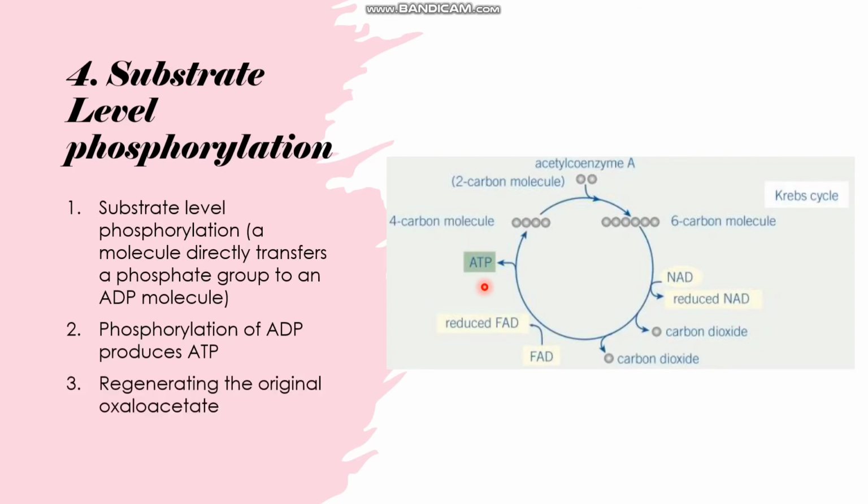And that means with our loss of hydrogens, our loss of carbon dioxide, and our substrate level phosphorylation, our citrate is eventually able to reform our oxaloacetate so the Krebs cycle can continue.